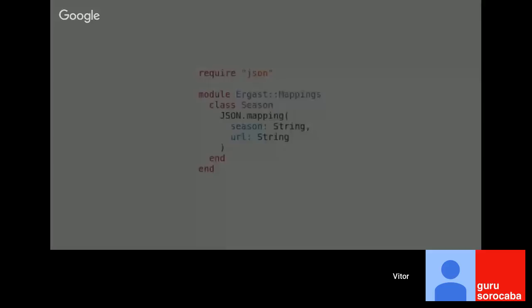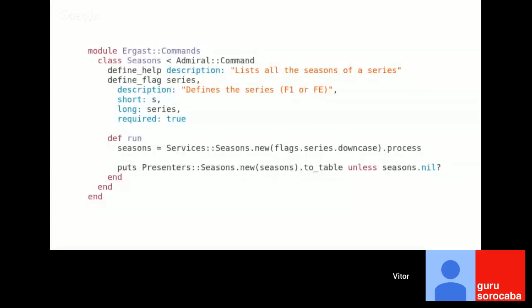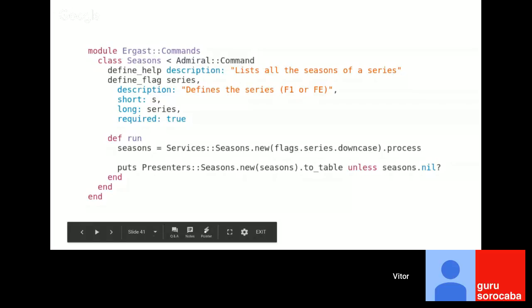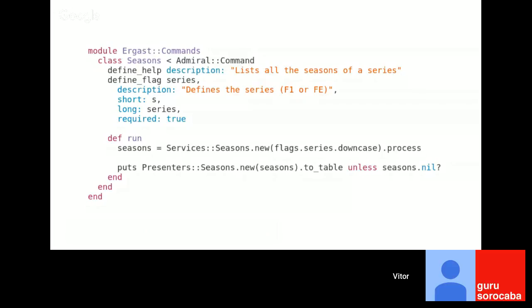We just have one more flag here. So this is the seasons command, we have just a series flag. On the stages subcommand, we have two flags. So we have two defined flags here, but the rest of the code is basically the same. We're just hitting another URL and of course calling a different mapping class and so on. But the code is basically the same.